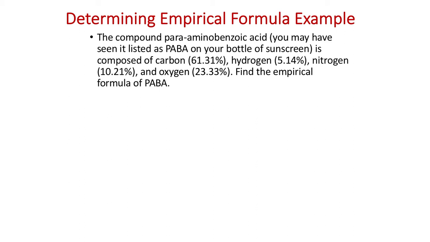Okay, so if we can determine an empirical formula, let's look at this example here. We have the compound para-aminobenzoic acid. It's listed as PABA on sunscreen. It has the composition 61.31% carbon, 5.14% hydrogen, nitrogen is 10.21%, and oxygen is 23.33%. Can we find the empirical formula of this compound?